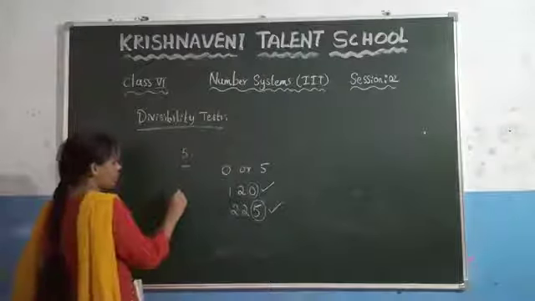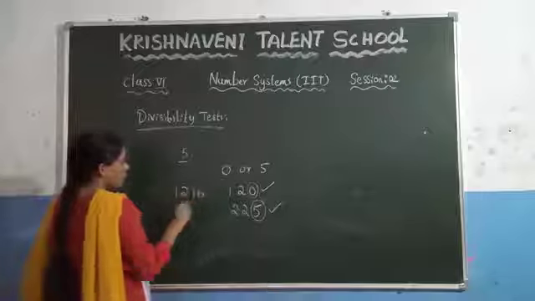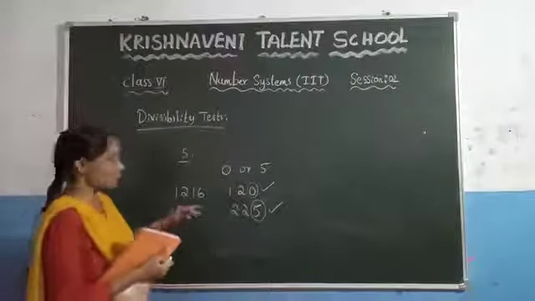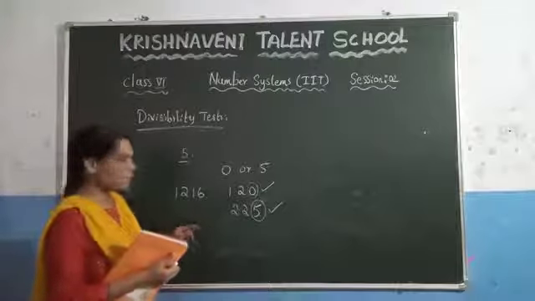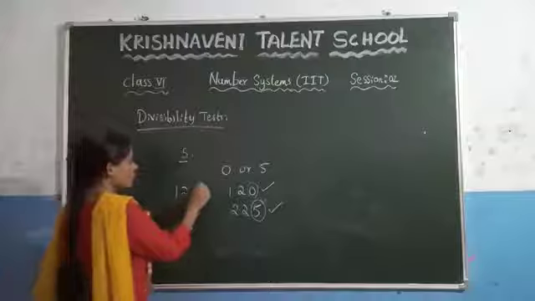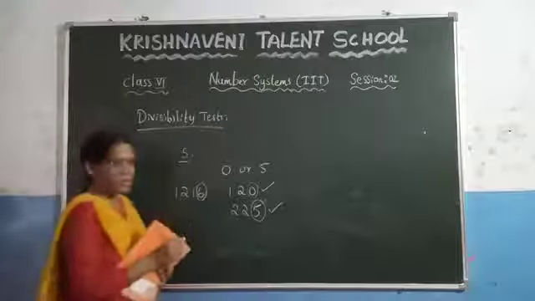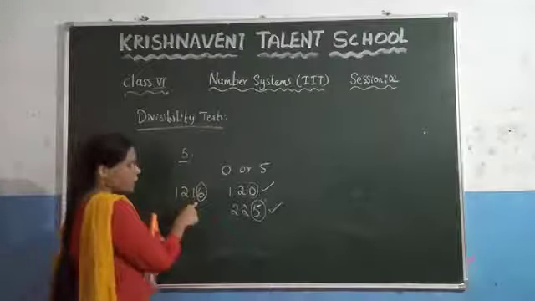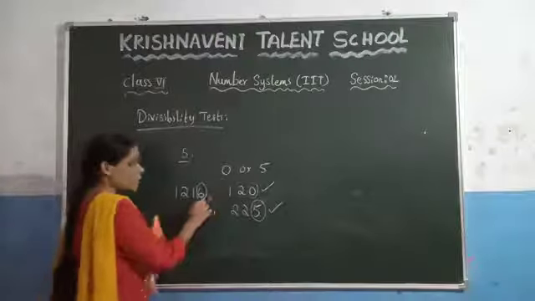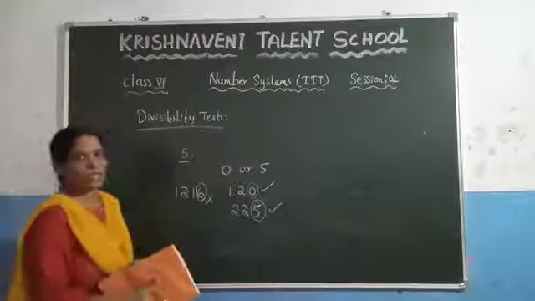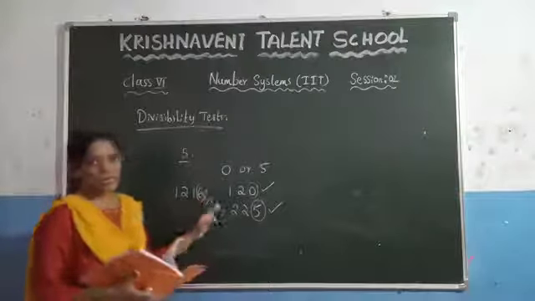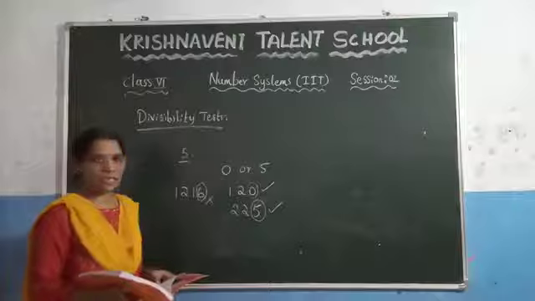Now consider one more number, 1216. If you want to check whether this number is divisible by 5, you need to check the unit digit of the number. What is the unit digit? It is 6, right? And the unit digit is neither 0 nor 5. So we can say that this number is not divisible by 5. So what does the divisibility rule for 5 say? If the unit digit of a number is 0 or 5, then the number is divisible by 5.